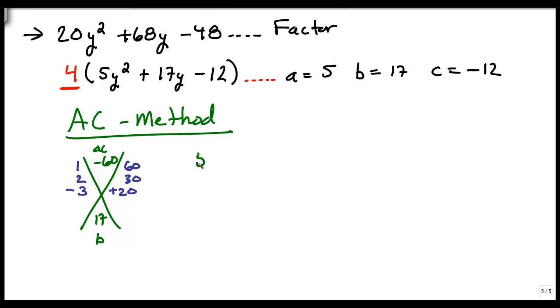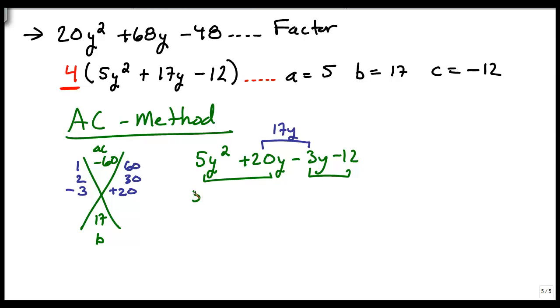So I have 5y squared. Now instead of plus 17y, I want to put plus 20y minus 3y minus 12. Now these two combine right here to 17y. So, factoring by grouping, I'd go ahead and factor out a 5y. If I factor out a 5y, I'm left with y plus 4.